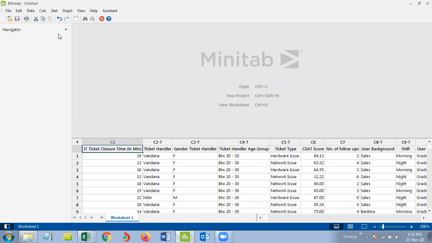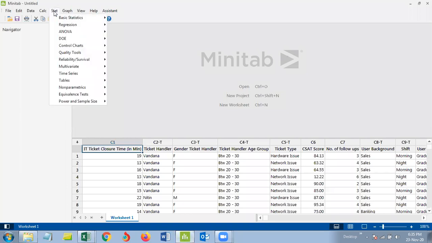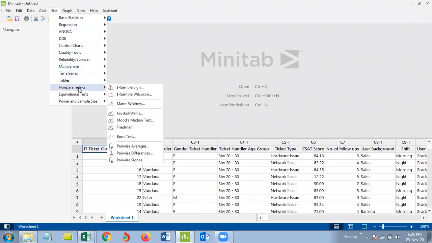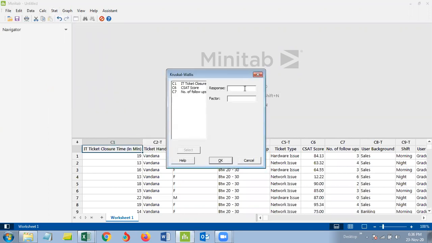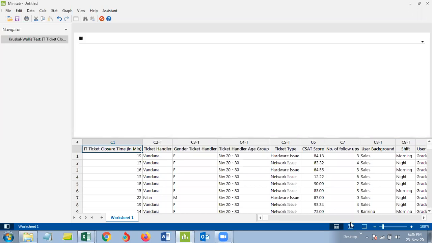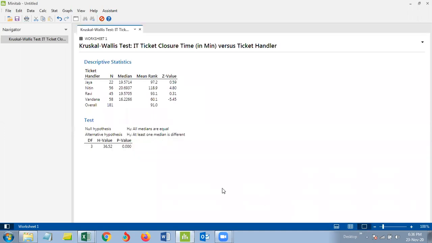So let's have a look at how we do the Kruskal-Wallis test. You go to Stat, then Non-parametric, and in the list of non-parametric tests, we have Kruskal-Wallis. So Stat, Non-parametric, Kruskal-Wallis. Response will be my business problem or the Y, which is ticket closure time, and the factor is your X. You will be using this test only when your Y is non-random. So we select this and check it out.